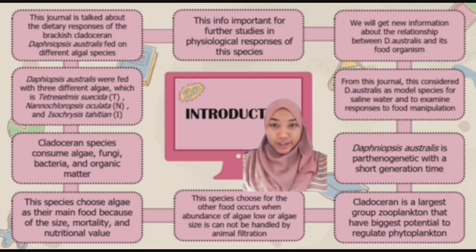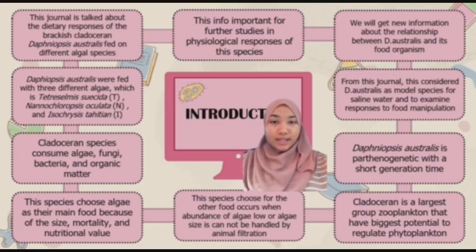From my research, here is additional information about the Cladoceran. Cladocerans are the largest group of zooplankton and have the biggest potential to regulate phytoplankton. Daphniopsis australis is parthenogenic with a short generation time, and from this journal, it is considered that Australis can be a model species for saline water and for examining responses to food manipulation.